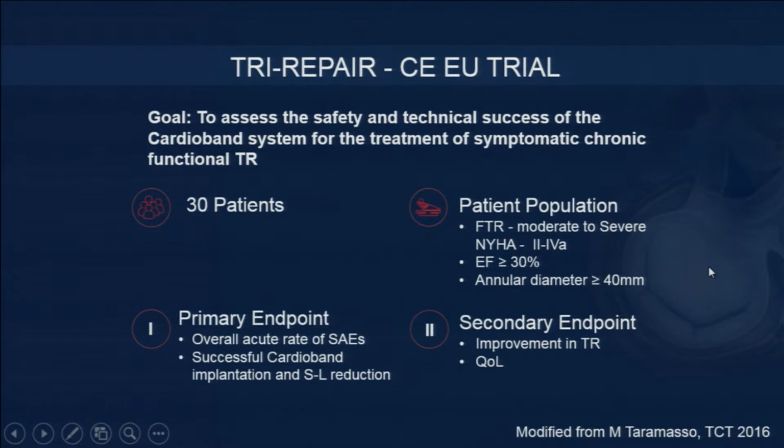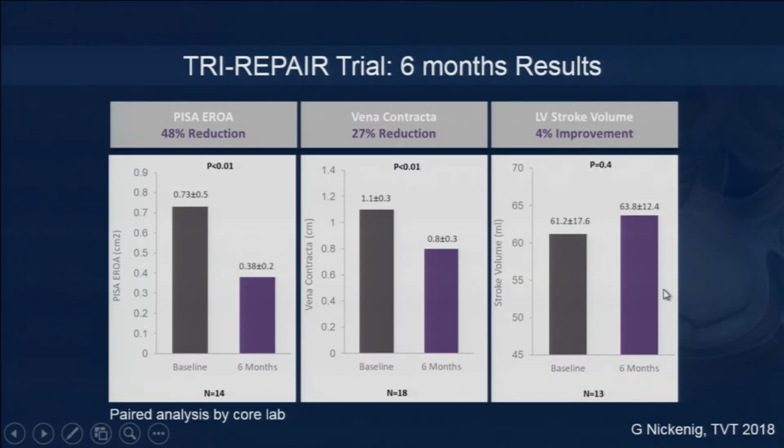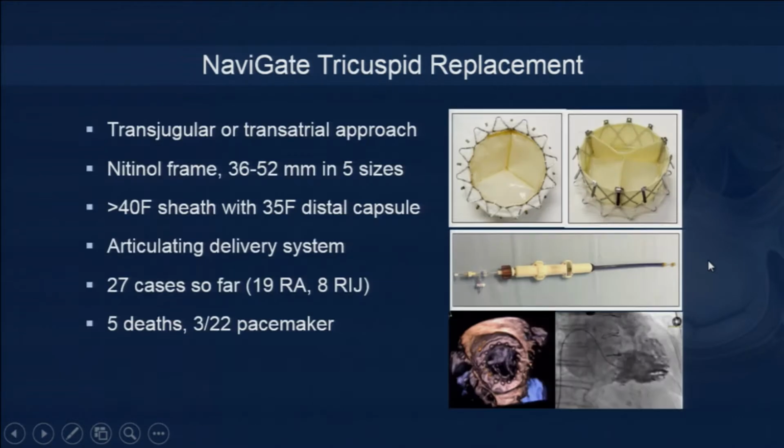And this has been CE mark approved now based on this trial, which is 30 patients, a feasibility study, looking at moderate to severe TR. And you can see here, unlike the edge repair device, this one has a sustained annular dimension reduction in 18 patients at 6 months so far, which is promising. And also in terms of the echocardiographic parameters for TR, there is significant improvement as well.